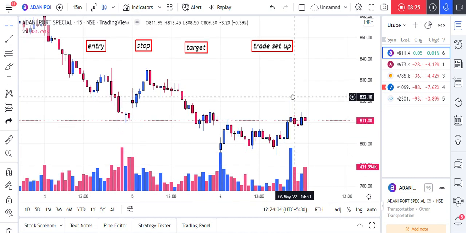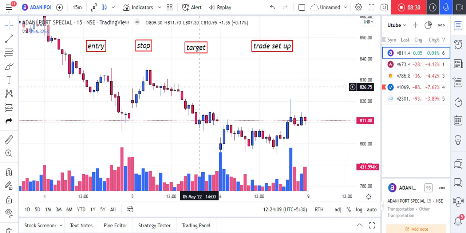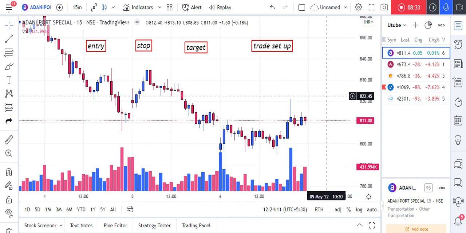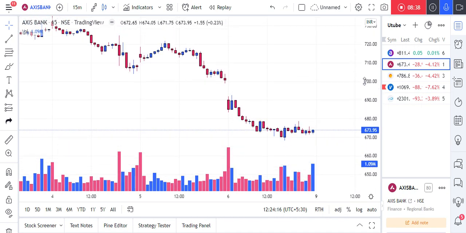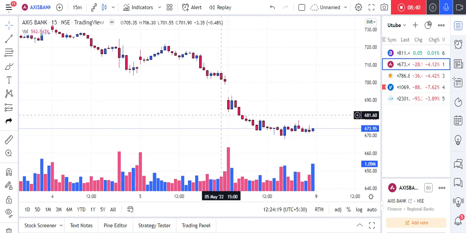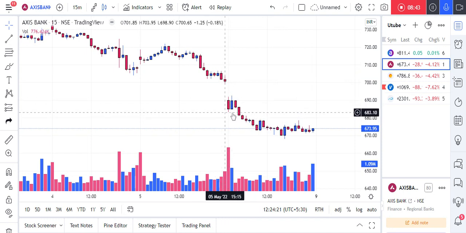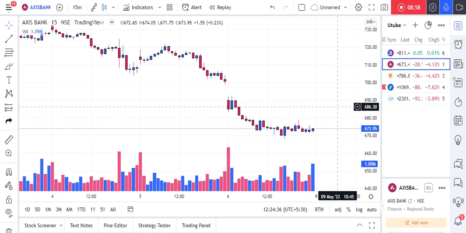I hope you are clear with the trade setup, entry, stop and target. The trade setup is that the first 15-minute candle should close below the previous day's low, and it should be a bear candle. Then we can go short below the first candle's low, keeping the first candle's high as our stop, and we can expect a 1 is to 2 profit ratio. And once you get that, then you can trail it.